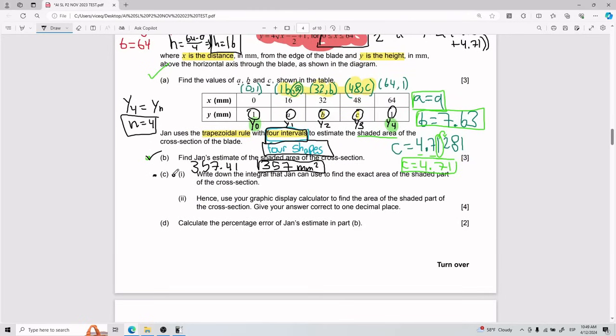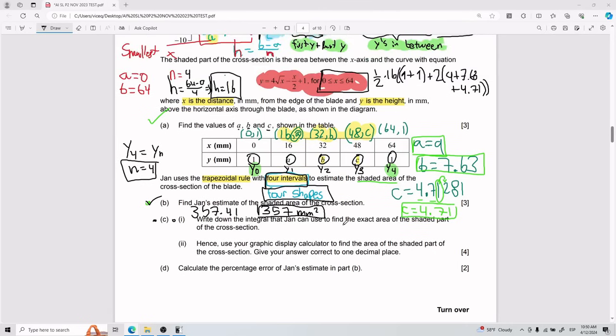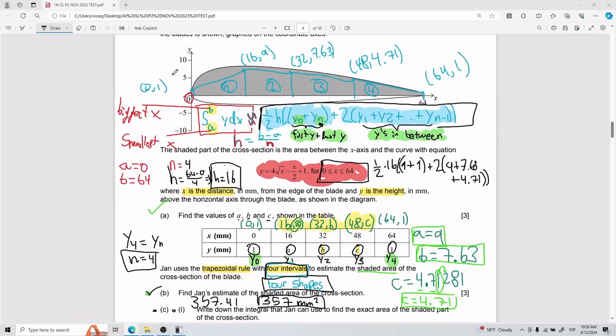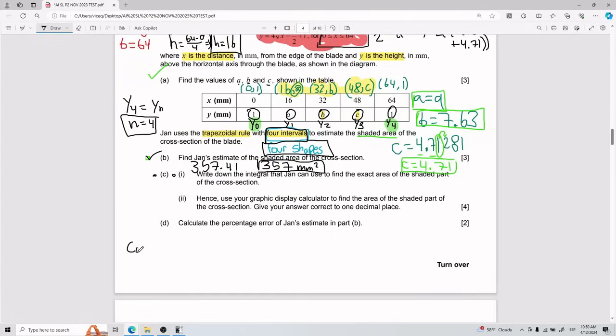Part C, part I, they tell you to write down the integral that Jan can use to find the exact area of the shaded part of the cross section. Technically, all you really need to do is notice how the formula of the trapezoidal rule has this part before it that I'm putting in pink. And so here is the expression of the integral. Let's remember that the integral is the exact area under the curve, while the trapezoidal rule gives you an approximate.